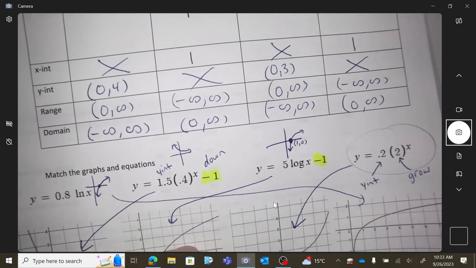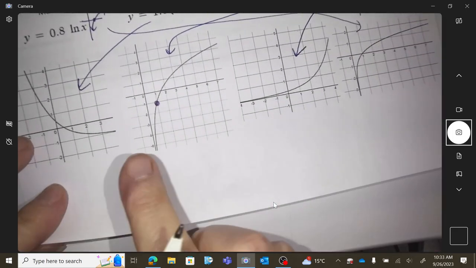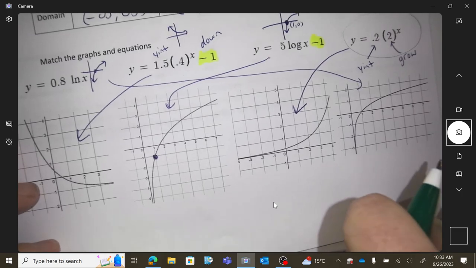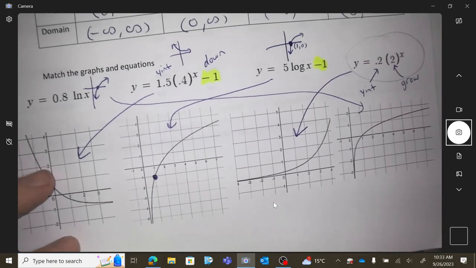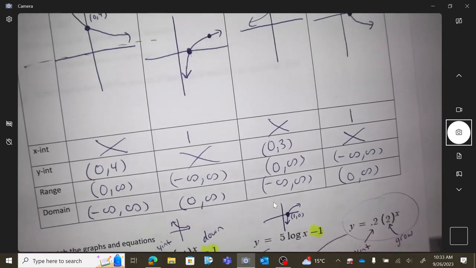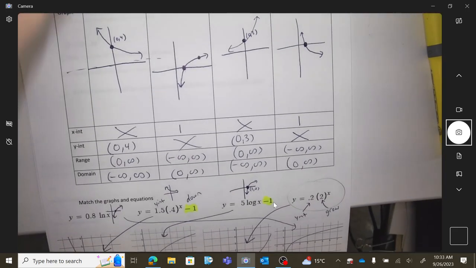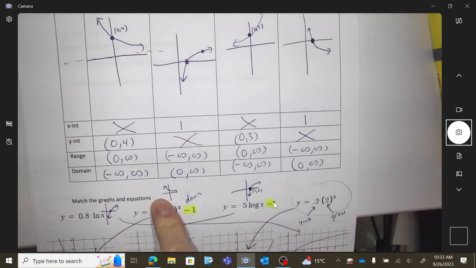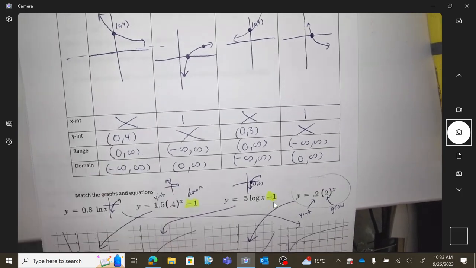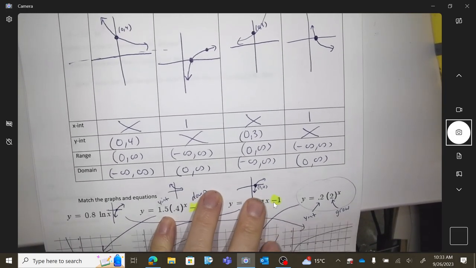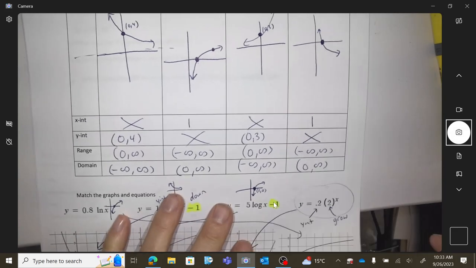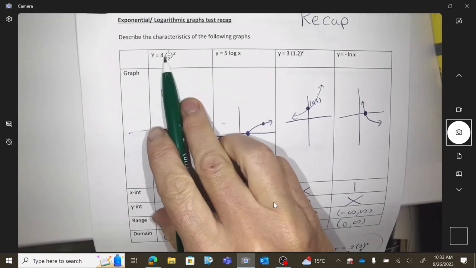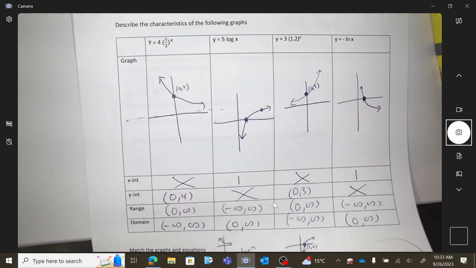Okay, so on your test, you would have some kind of matching. Match the graphs to the equations according to their properties. I would probably have a chart describe these kinds of characteristics to know your domain and range of each and know y-intercepts, know if this is decreasing or increasing.